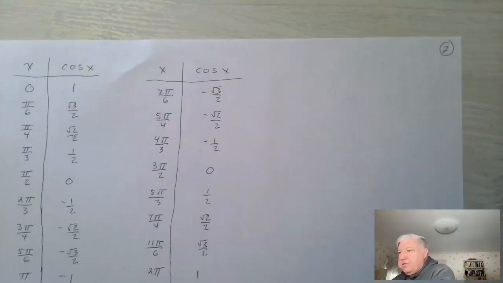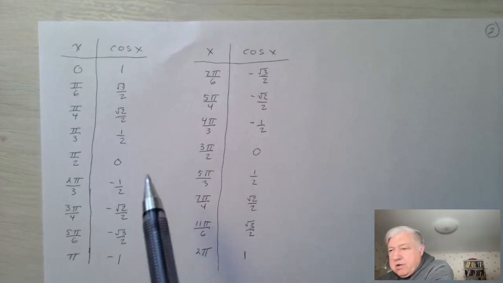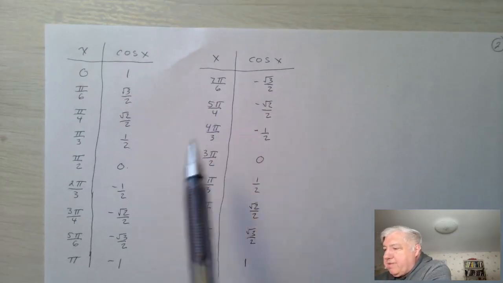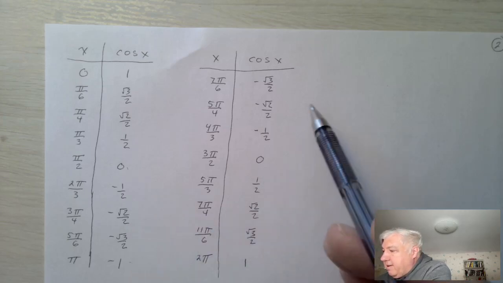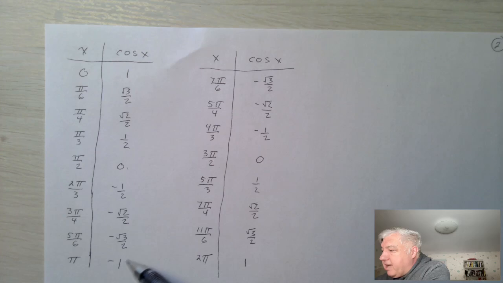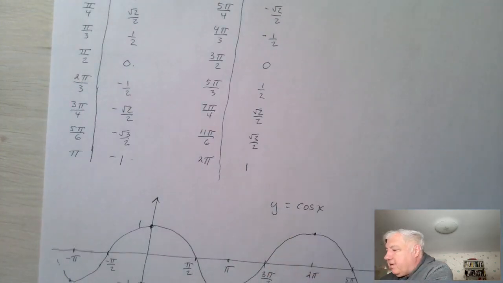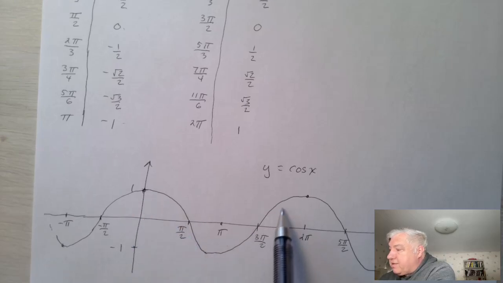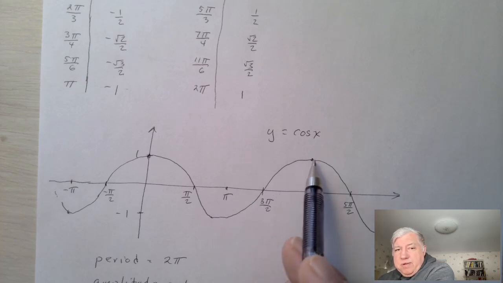Cosine, something similar happens. Here are the values of the cosine. In the first quadrant, cosine goes from 1 to 0, and then in the second quadrant goes from 0 to negative 1, and then in the third quadrant goes from negative 1 to 0, and in the fourth quadrant goes from 0 to 1. And so a cycle goes like this. It starts at the top, goes down to the bottom, and then goes right back to the top.